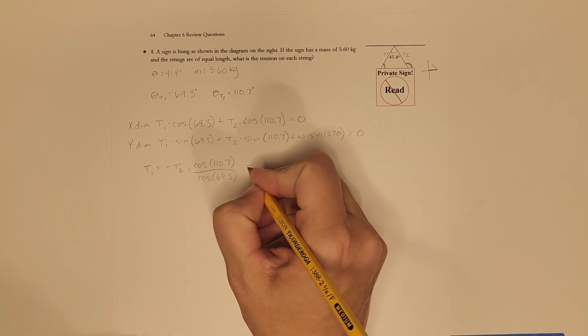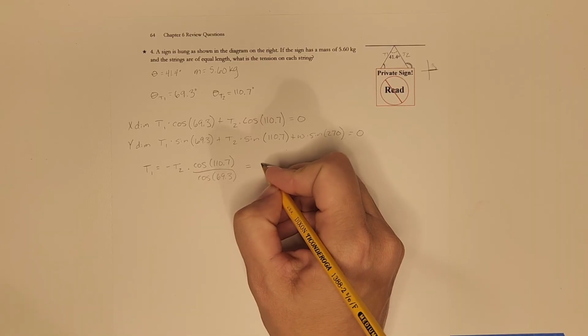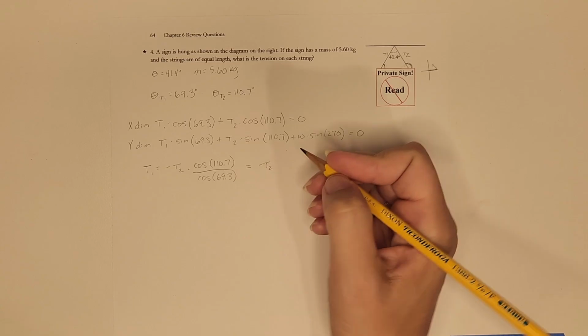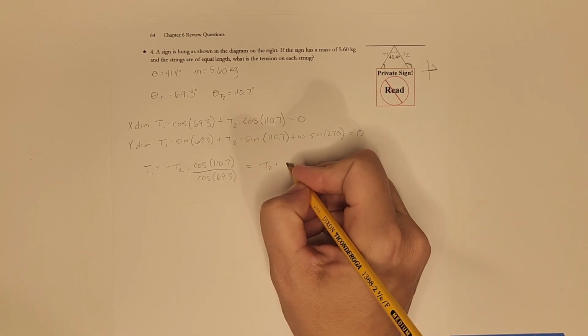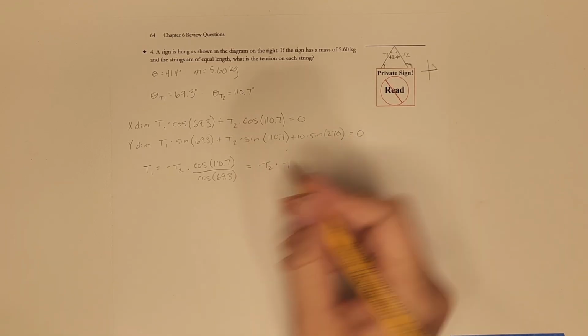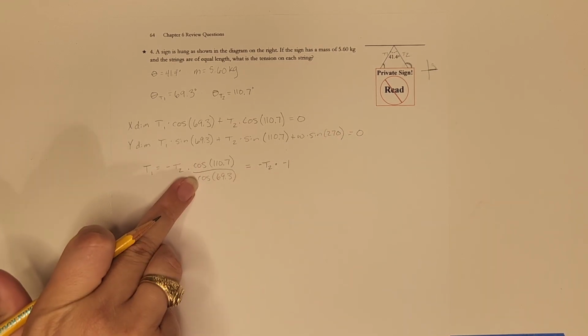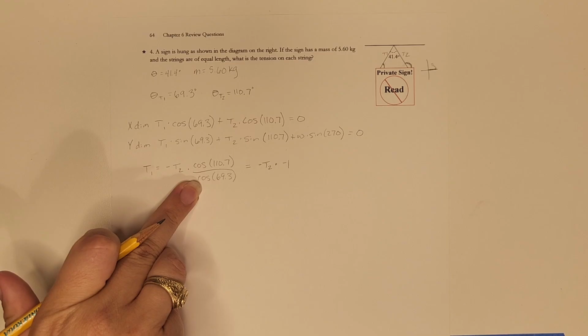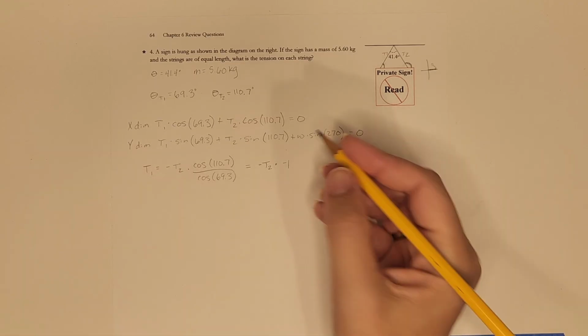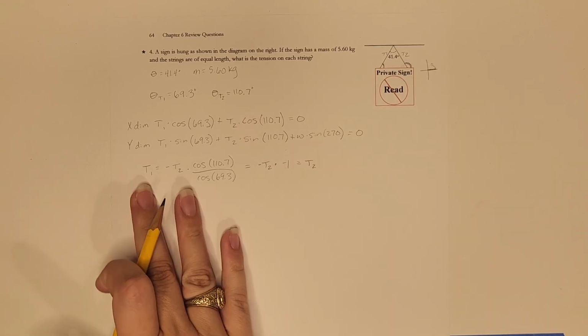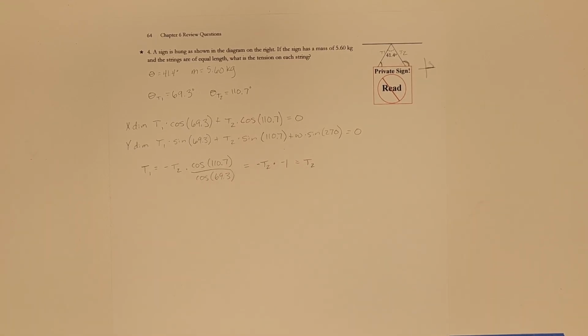let's simplify this a little bit. So equals negative T2 times -1. Okay, and so if you have negative T2 times this cosine 110.7 divided by cosine of 69.3 is -1. And so that's simply T2. So T1 equals T2.